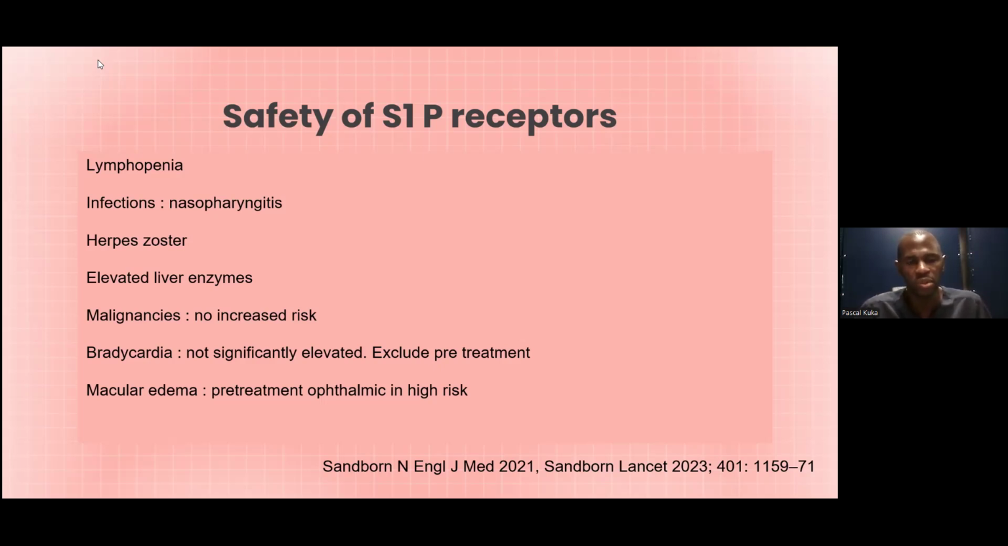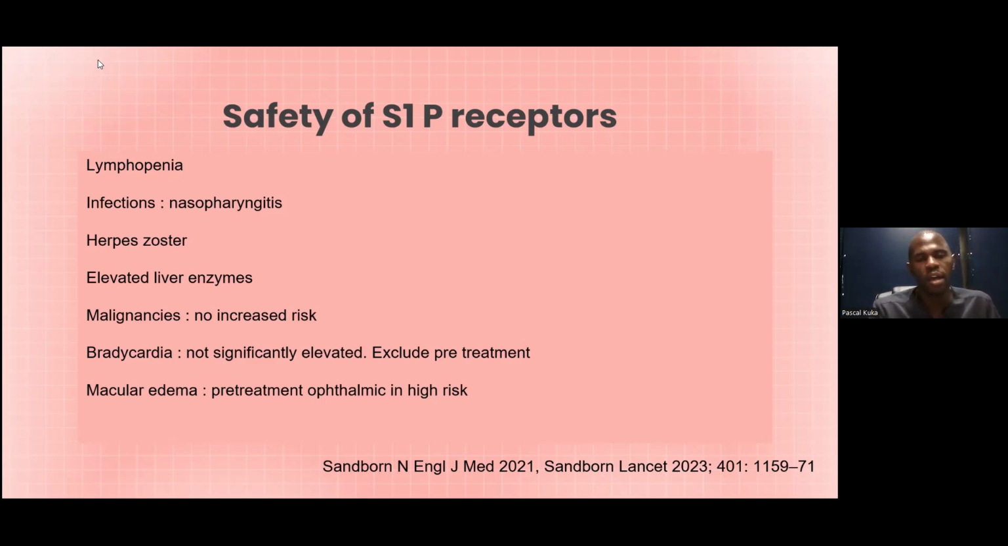Macular edema is also one of the particular side effects of S1P receptor modulators, especially in patients who are at high risk for macular edema. So patients who are diabetic or patients who have previously had other comorbid conditions that could increase their risk for macular edema need to have screening for the same prior to initiation and also subsequent screening while they are receiving S1P receptor modulators.